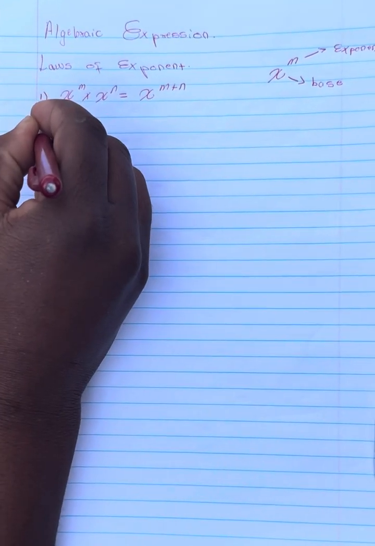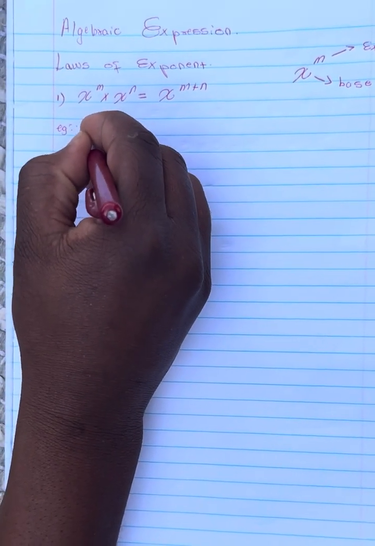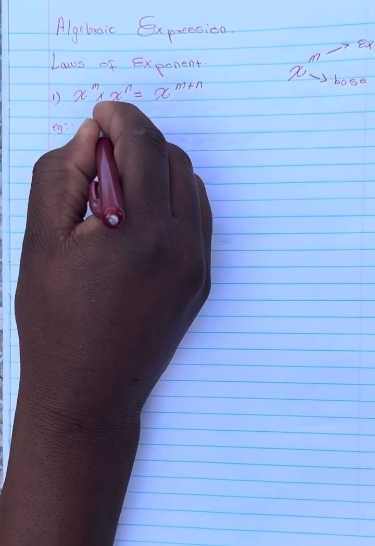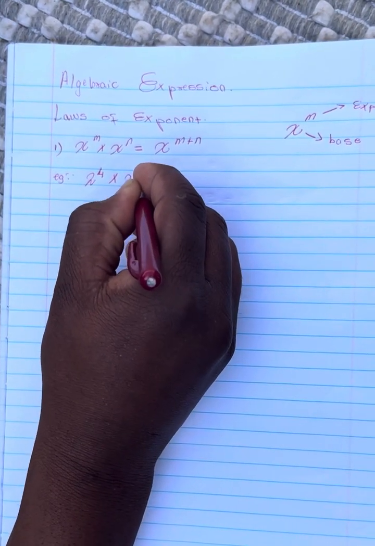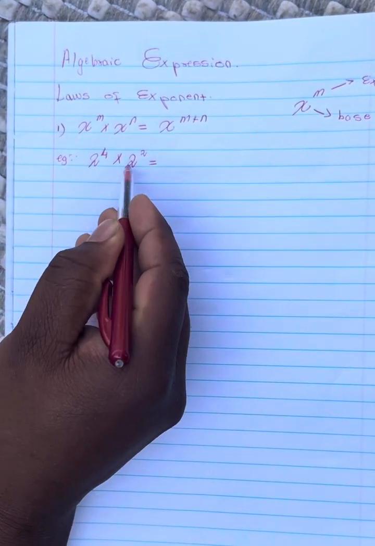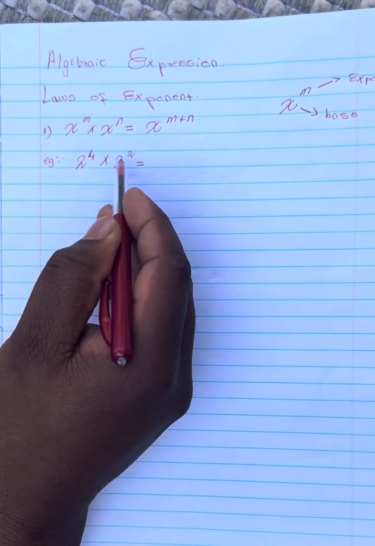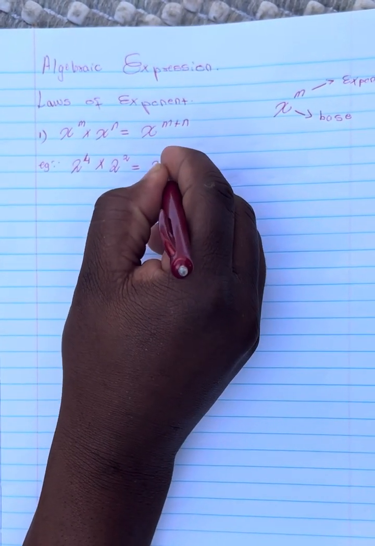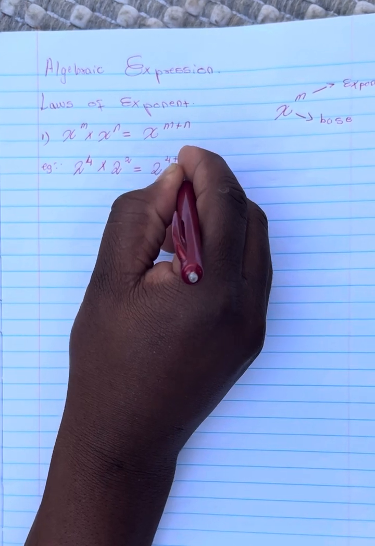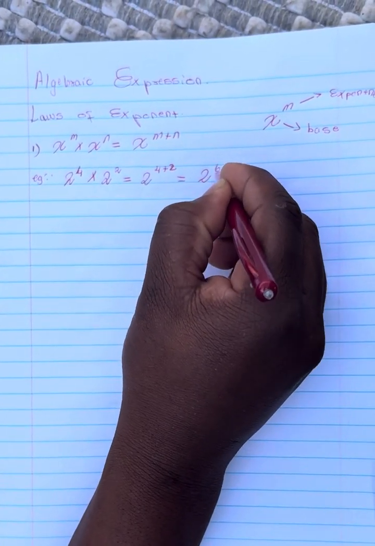An example can be given as, if you are given 2 to the power of 4 multiplied by 2 to the power of 2, you can check that the bases are the same and the exponents are different. So you have to take one base and add the exponent. This is the same as 2 to the power of 4 plus 2. It gives us what? 6.